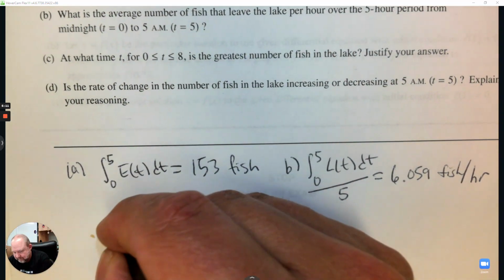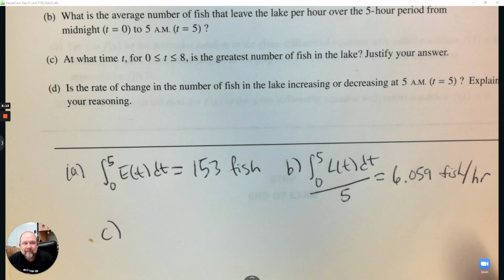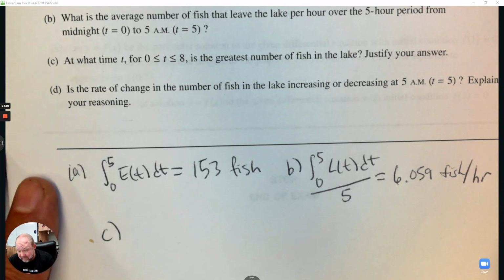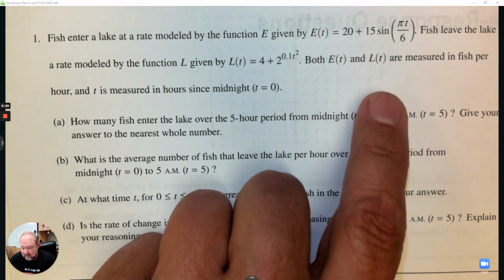Part C. Again, it'd be good if you read it first and tried first, like really did, right? We're almost there for our exam time. At what time T is the greatest number of fish in the lake? So greatest is a derivative question. Now, to know how many fish are in the lake, we need to know how many fish are there to begin with in the lake. So let's look.